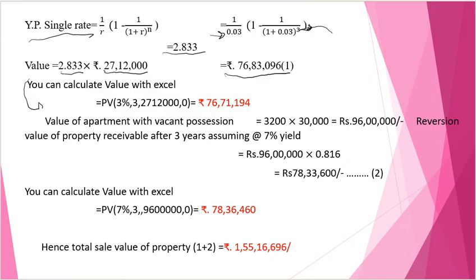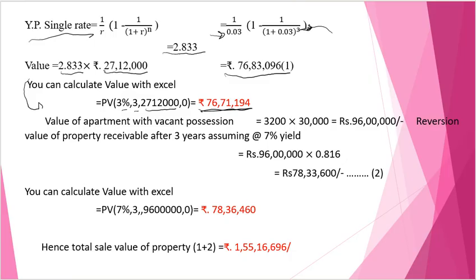You can also calculate value with the help of Excel. You put the value in a cell, put equal to PV 3%, comma 3, comma 27 lakh 12,000 net rent, comma 0. So value with the help of Excel will be 76 lakh 71,194.